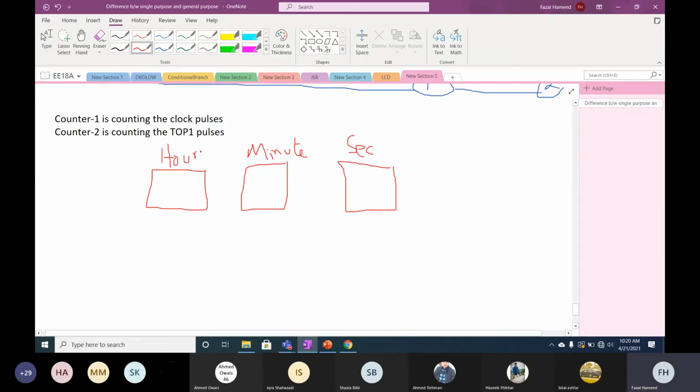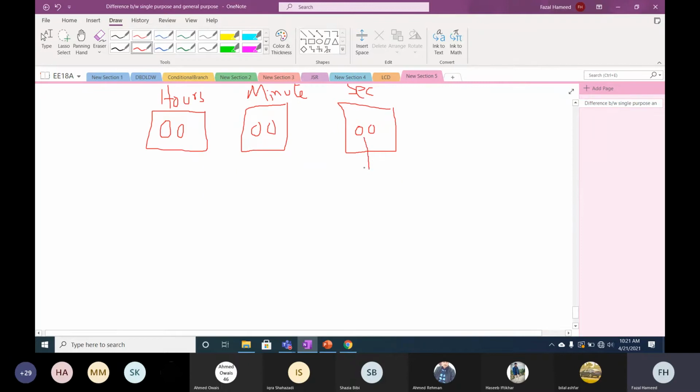So let's assume that initially it is 0, 0, 0, 0, and 0, 1, 0, 0. Okay. So now you will start counting the seconds. The second will go from 0, 0 to what? 59. When it reaches its maximum value, it will assert the signal top 1. Am I right or not? Right, sir. Top 1. So after this, 59 will become 0, 0 again.